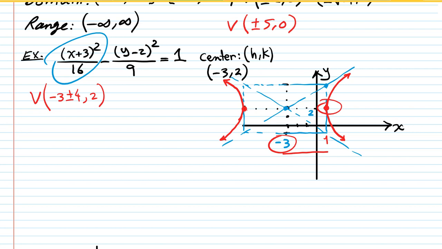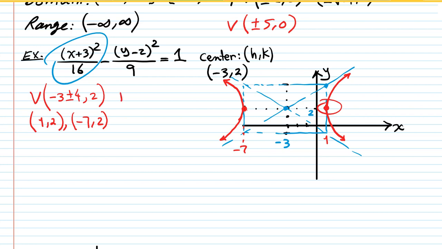Now, negative 3 plus minus 4. So one vertex is negative 3 plus 4 at 1, 2. The other vertex is going to be at negative 3 minus 4, negative 7, 2. That's this one, right? Negative 7. Cool. Got that one. What else do we need?